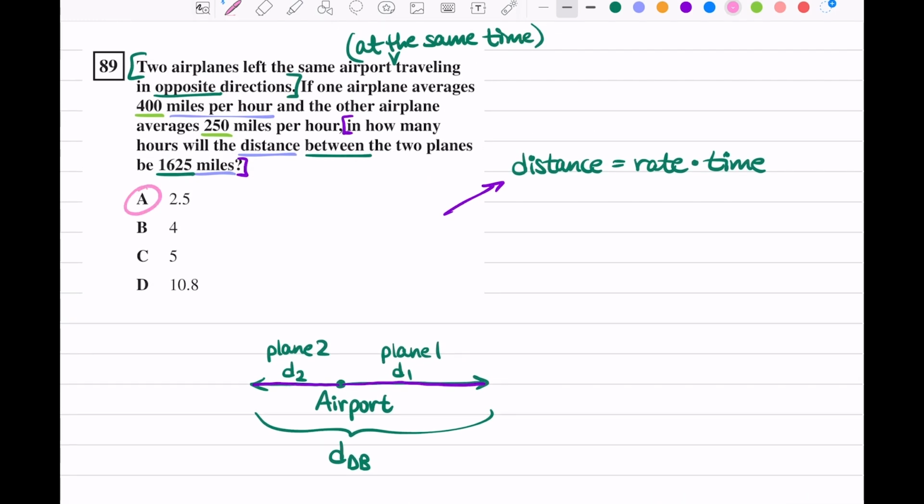I encourage you to think about how this problem would change if the two airplanes left at different times. For example, what if plane 2 left an hour later? How would this change the problem?